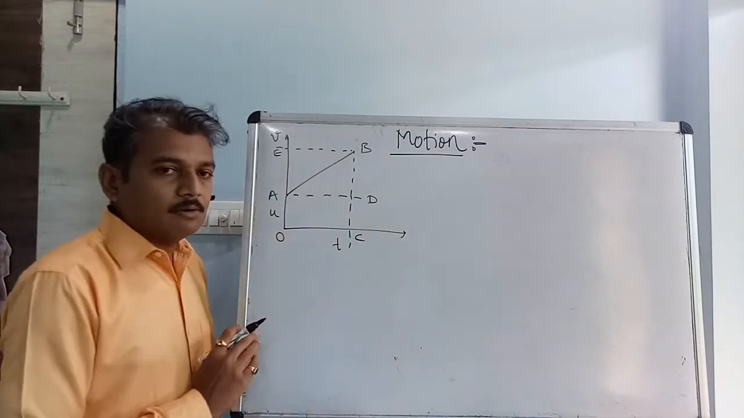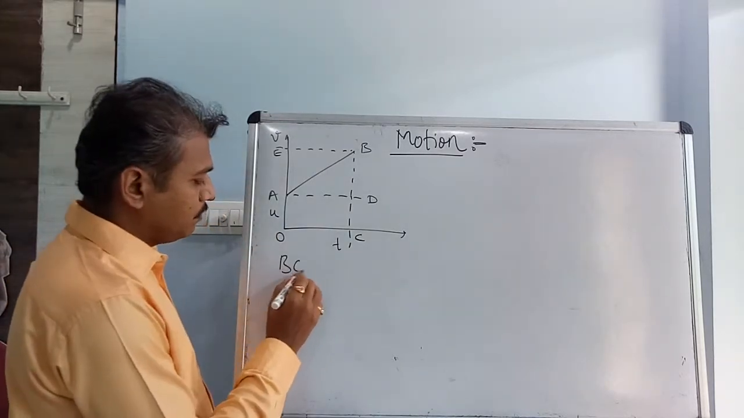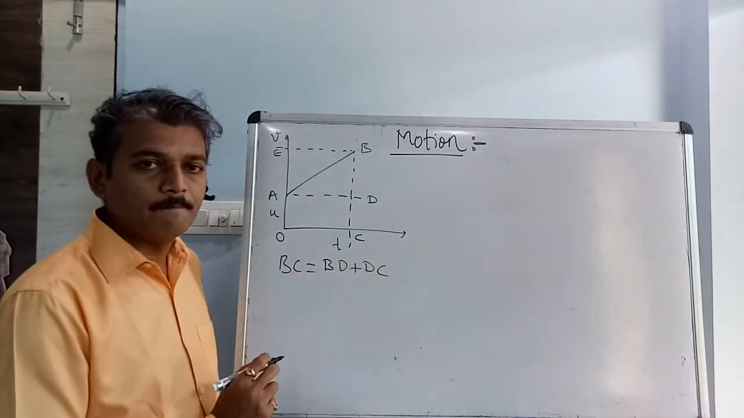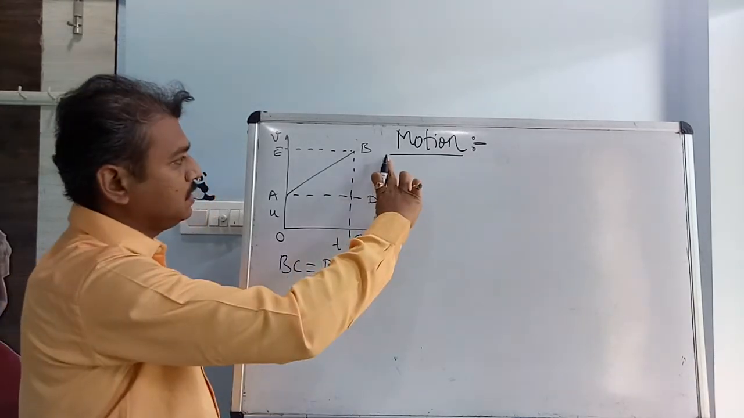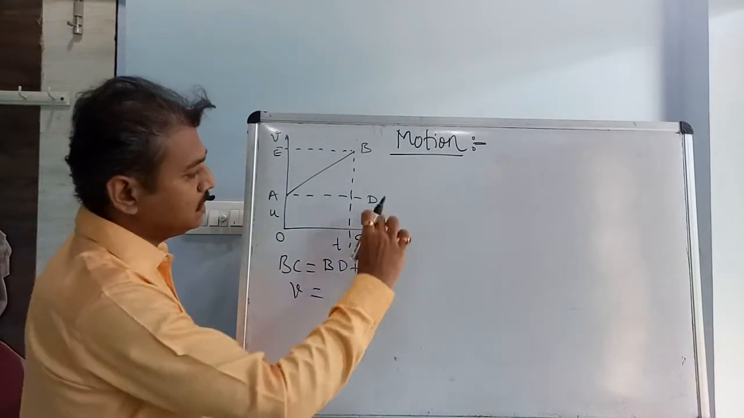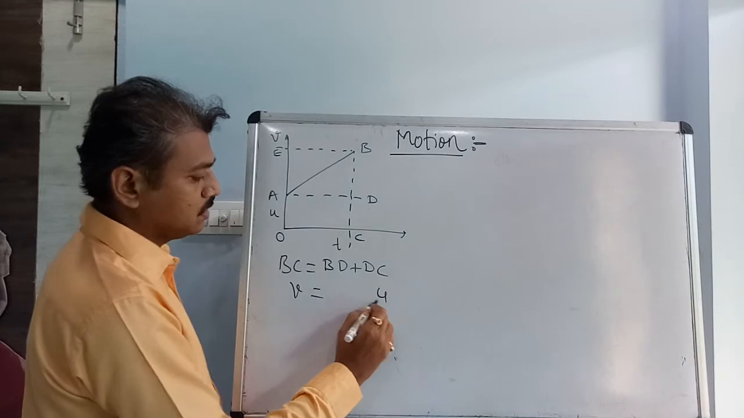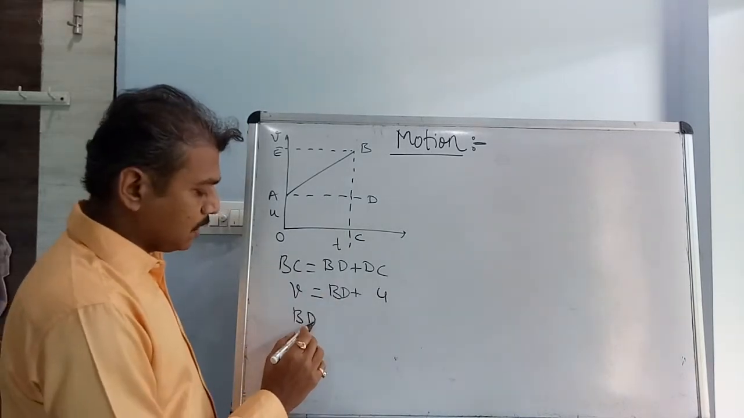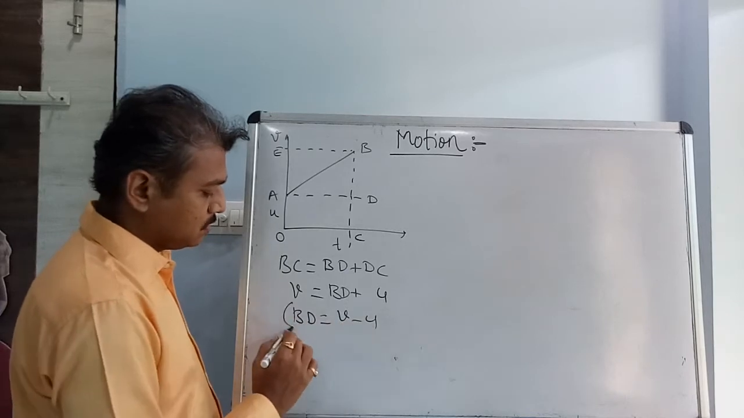So we have started the equation from BC. BC is equal to BD plus DC. This BC is final velocity, that is V, and this DC is initial velocity U. So BD is equal to V minus U. This we got.